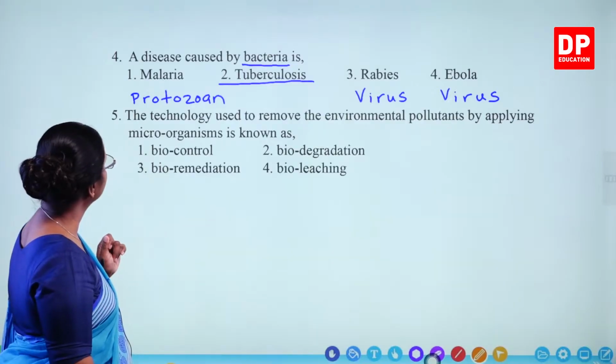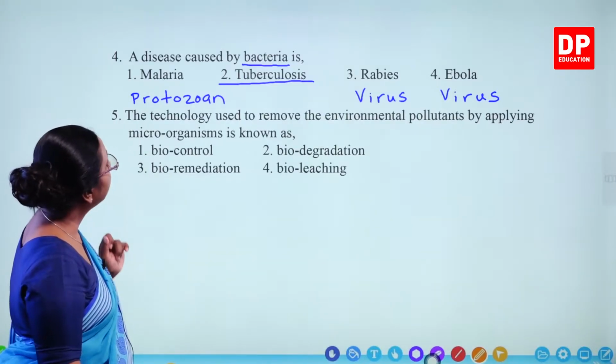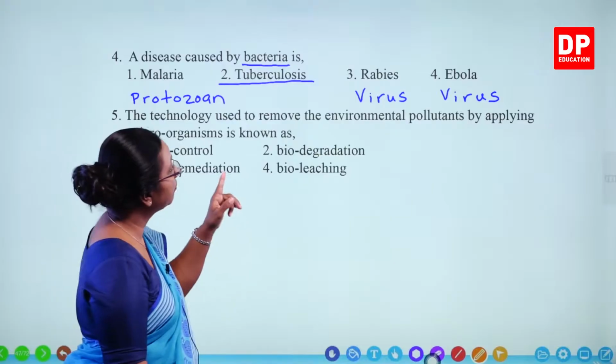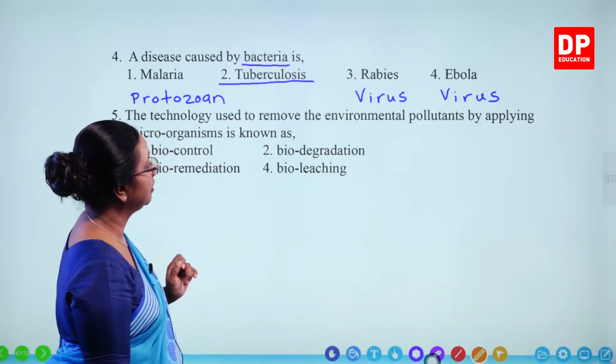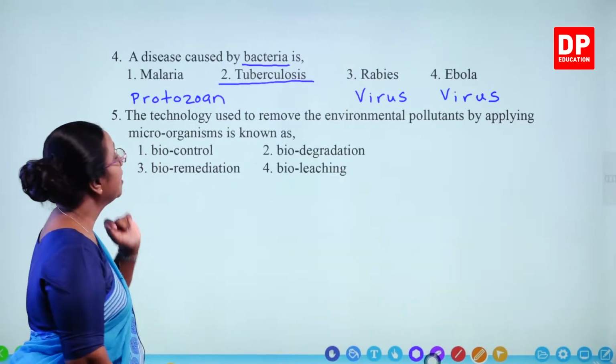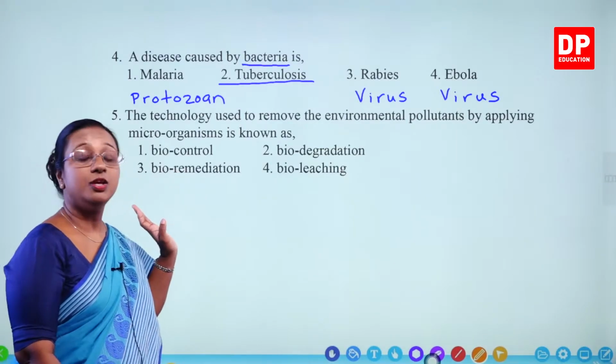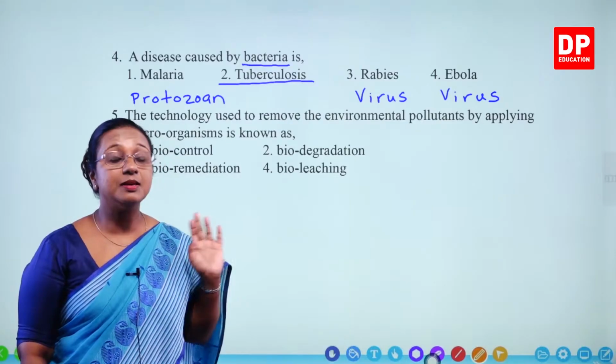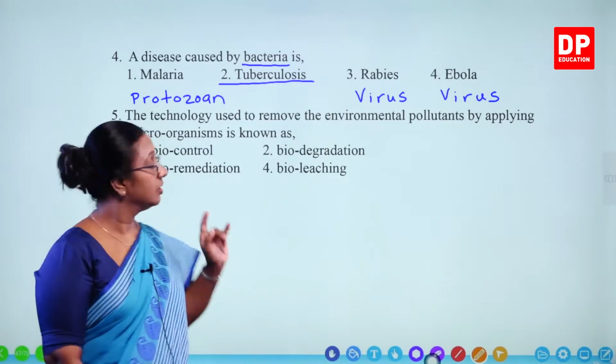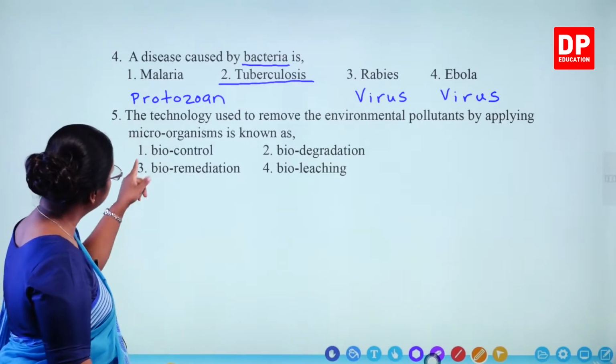Then the last one, fifth question. The technology used to remove the environmental pollutants by applying microorganisms is known as. This is something you know. What do we call it? The bioremediation. We'll look at the answers.